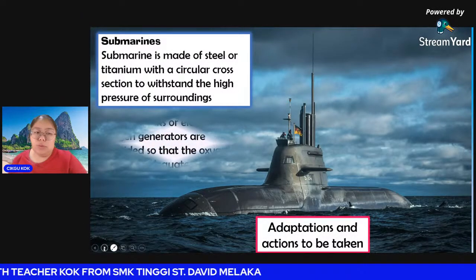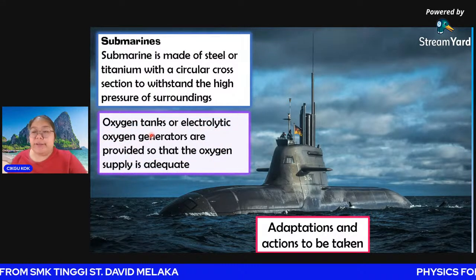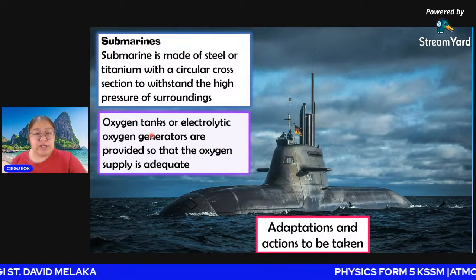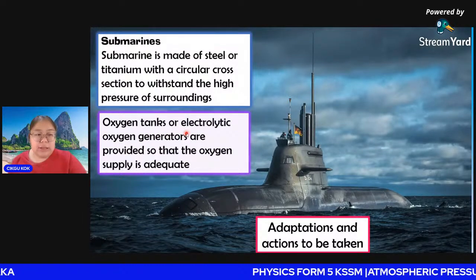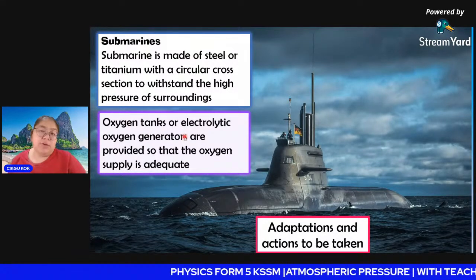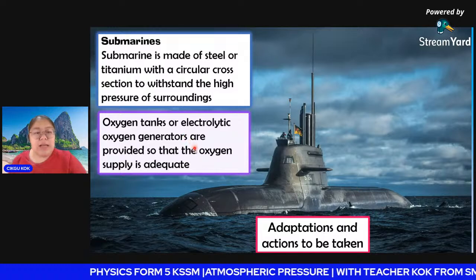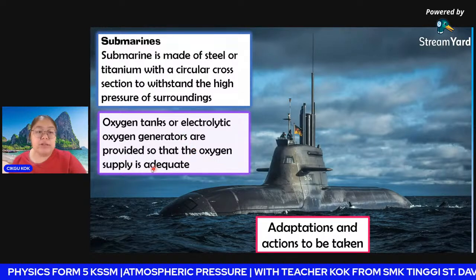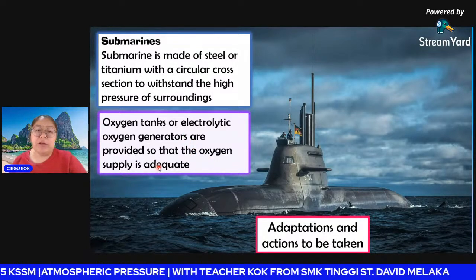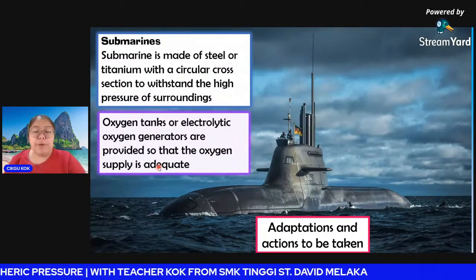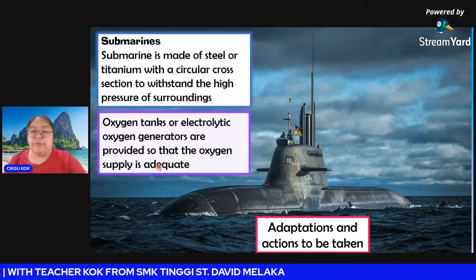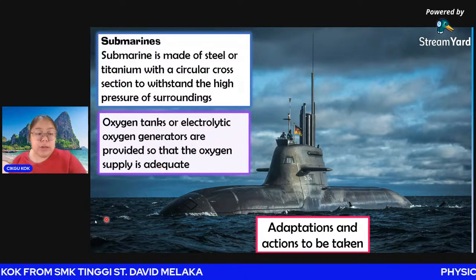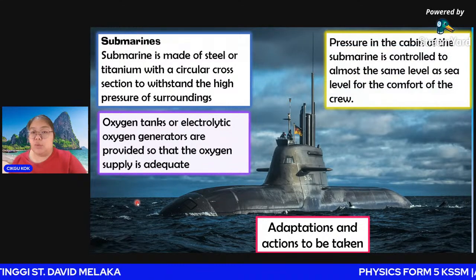Number two, the oxygen tank. Inside they must have an oxygen tank, or an electrolytic oxygen generator. You can still generate oxygen. They provide an adequate oxygen supply. Make sure the oxygen in the submarine is enough for all the crew. Then we go and see the last one.